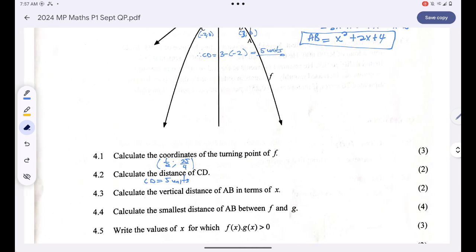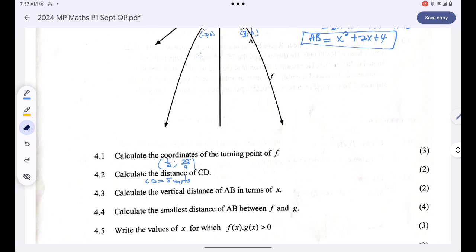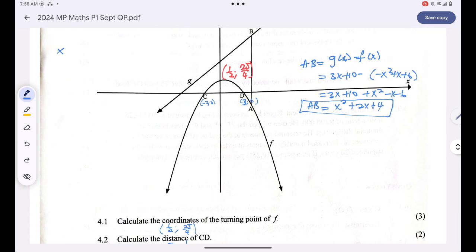So in terms of x, my vertical distance AB is equal to x squared plus 2x plus 4. Now they want us to calculate the smallest distance of AB between F and G. They just want us to find the smallest vertical distance between the two graphs. Smallest has a synonym, guys, né? And the synonym for smallest is minimum.